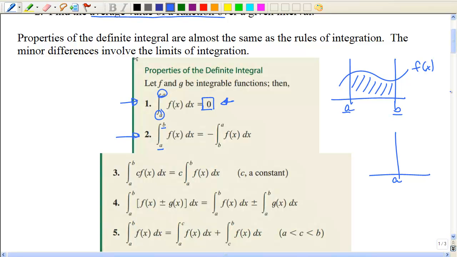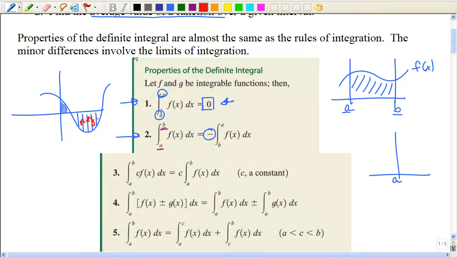Also, if you reverse the limits of integration, you would negate the area. We talked about last time how if the function falls underneath the graph, we would call the area above positive and the area below would be considered negative area. So if we reverse those limits of integration, it reverses the subtraction, you have an opposite sign.